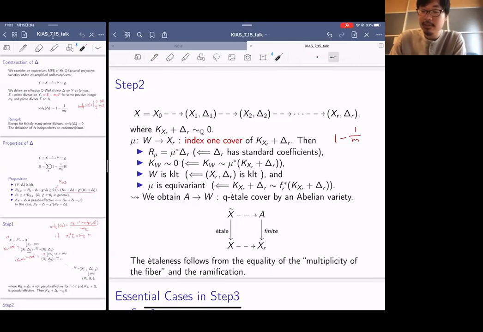And by using this property, we have that KW is linearly trivial, because KW is linearly equivalent to mu pullback of KXR plus delta. And W is KLT, because this pair is also KLT. And mu is equivariant, because KXR plus delta R is Z-linearly equivalent to FR pullback of KXR plus delta R. So by the universality of the index one cover, this FR induces an endomorphism of W. It means that KW is trivial and W is KLT, and W has an int-amplified endomorphism, so W is a Q-abelian variety.